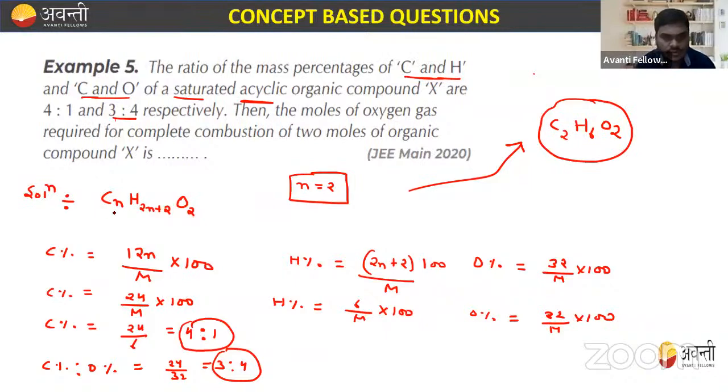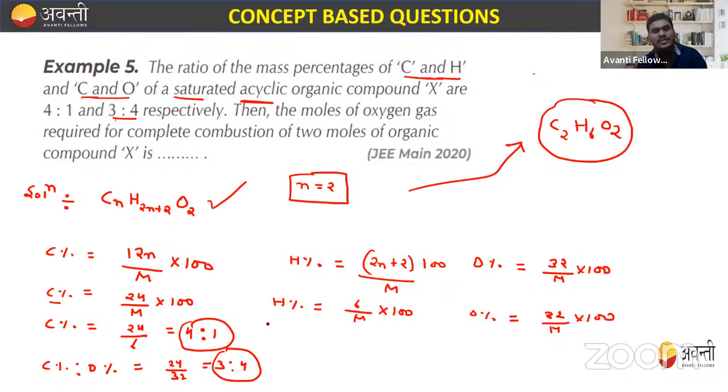I hope this is clear to you. How will you calculate this C2H6 and O2? Initially, we consider CnH2n plus 2 into O2. Later, we have to calculate the percentage of carbon. We know how to calculate percentage carbon: that is 12 into the number of carbon over M. On solving, we get 24 upon M and 6 upon M, times 100, and 32 upon M. So from this, we can calculate the percentage of C and H.